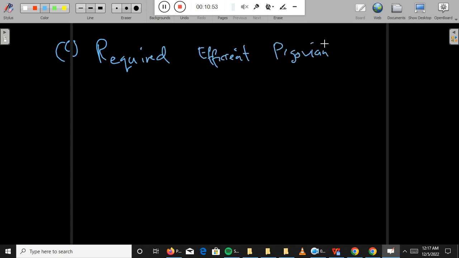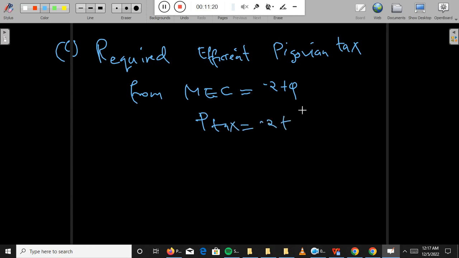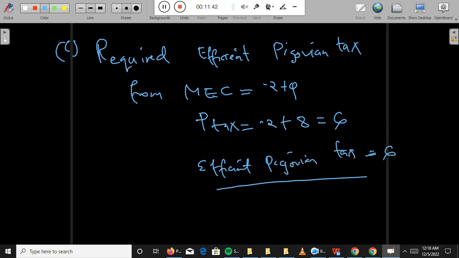Lastly, we are required to calculate the Pigovian tax. The Pigovian tax is obtained from the output at the optimal level. The output at the optimal level is 8, and suppose the government wants to impose a Pigovian tax of 1 shilling per unit of pollution. When you calculate the Pigovian tax, it would make the cement industry produce the economically efficient quantity of cement. This is given by negative 2 plus Q. So when you plug in the value of Q at the optimal level, that is 8, the Pigovian tax will be equal to 6. So that is how we do it.